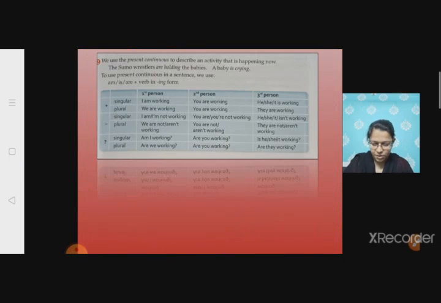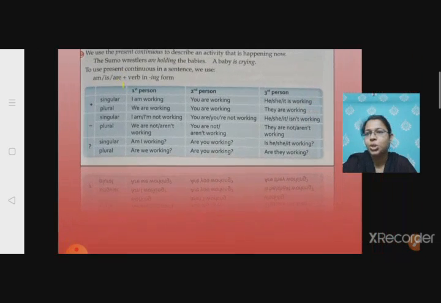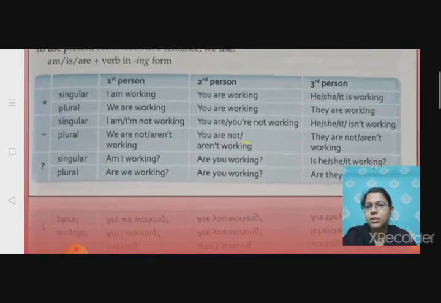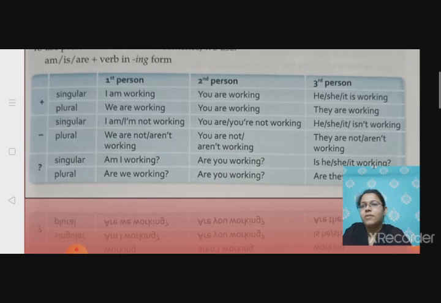Now let's see page number 57 in your textbook. So students, I request you to open your textbook, page number 57. Over here, we would be just revising the formation of present continuous tense as we have already studied before. So here you can see the table, the formation of positive sentences. That is, first person we will write I am working, second person you are working, and third person he, she or it is working.